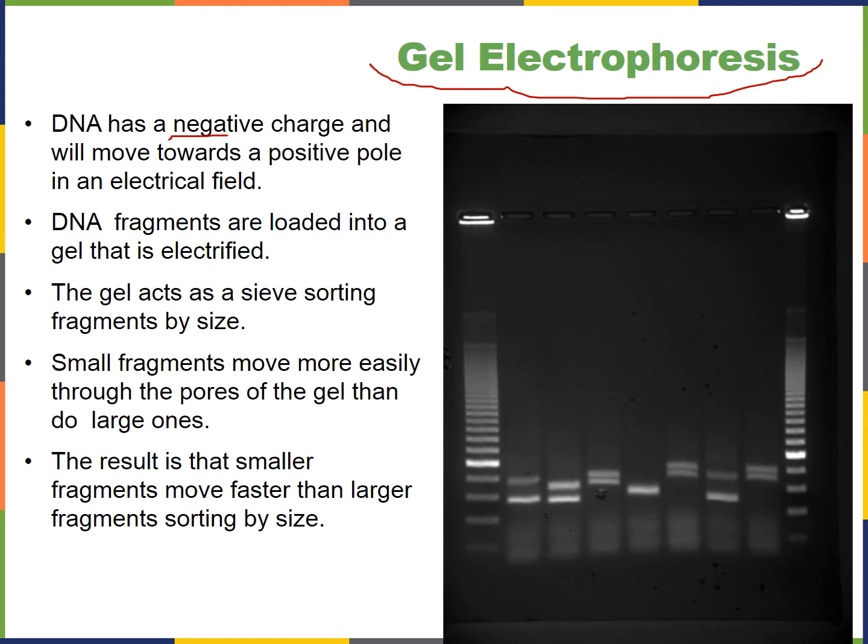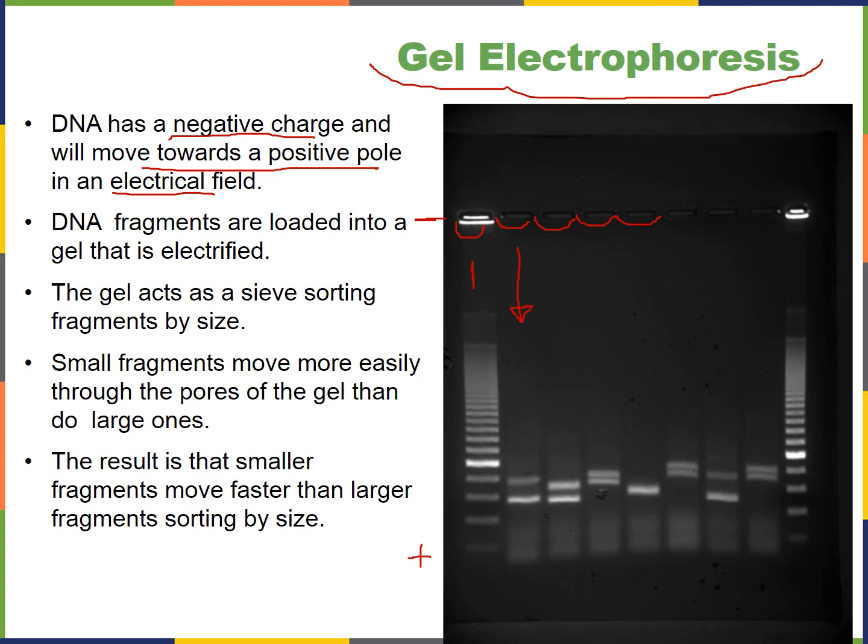So DNA has a negative charge and is always going to move towards a positive pole in an electrical field. So this is the negative end and this is going to be the positive end down here. And so what happens is the DNA fragments are going to be loaded in these wells at the top of this polyacrylamide gel. And then it's going to be electrified. It's going to be in a tank with a buffer, and then electricity is going to cause the DNA fragments to migrate down towards the positive end.